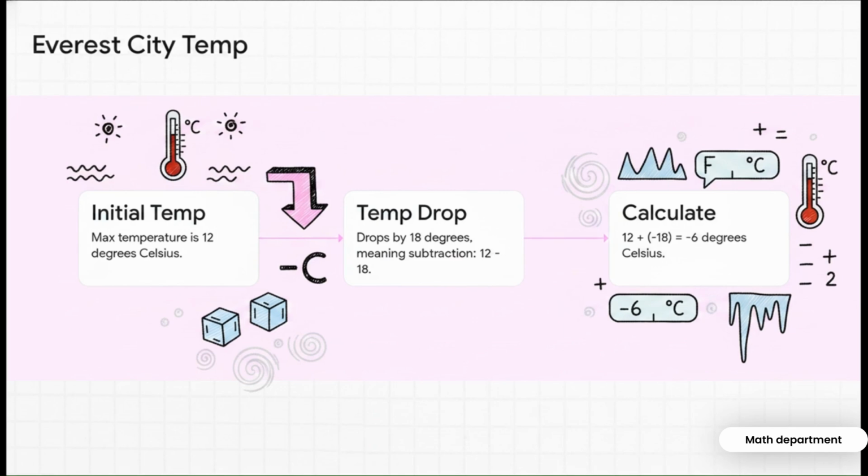Everett City starts at a maximum of 12 degrees Celsius. Then it drops by 18 degrees. Drops translates to subtraction. So we write down 12 minus 18. Applying our golden rule of subtraction, we immediately rewrite this as 12 plus negative 18. They have different signs, the difference between them is 6, and since the negative 18 is larger, we keep the negative. So, the new temperature when you wake up is a freezing negative 6 degrees Celsius.